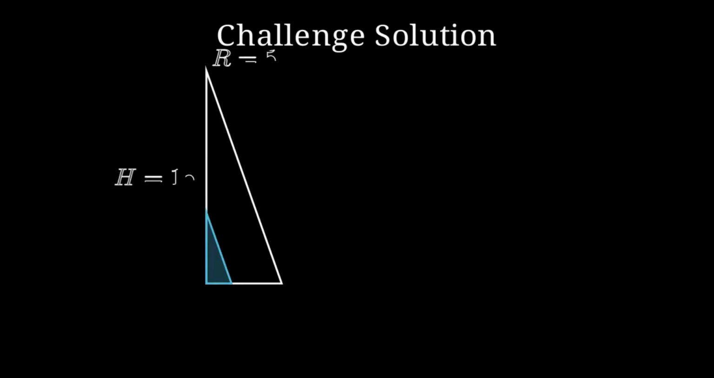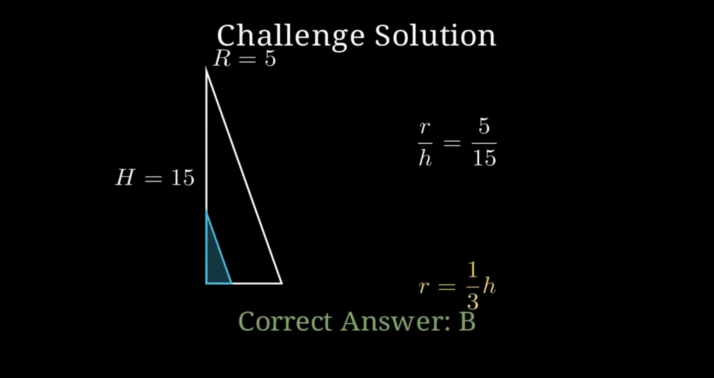The correct answer is B, r equals h over 3. Since 5 divided by 15 simplifies to 1/3, the radius will always be 1/3 of the current height. Using this substitution, you can now solve any related rates problem for this specific tank.